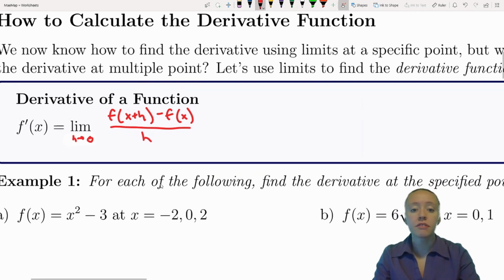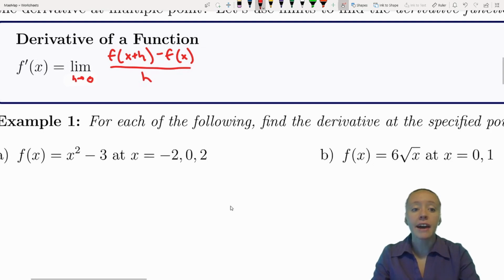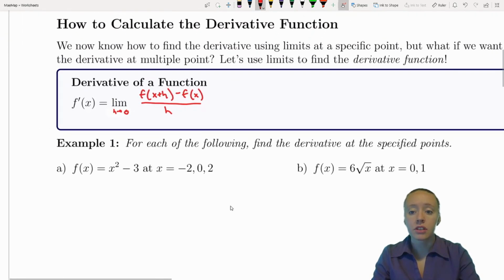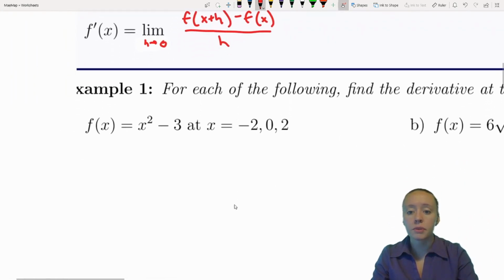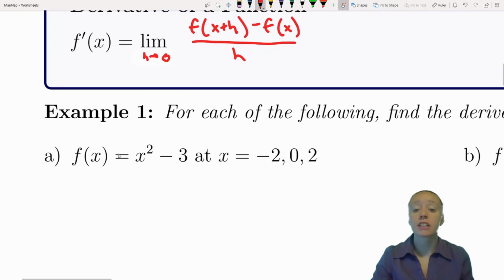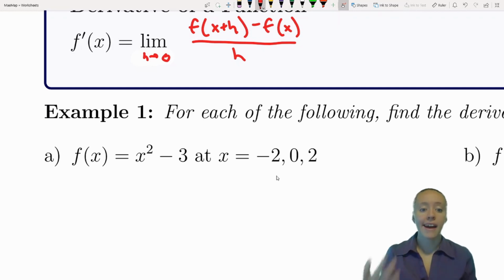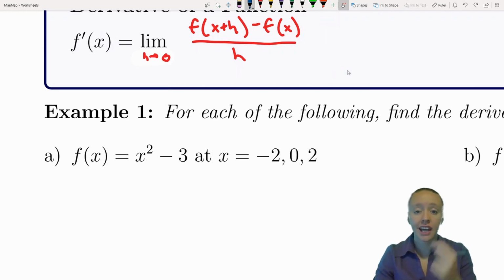It says for each of the following, find the derivative at the specified points. So in part A, zooming on in, we have f of x, our function, equals x squared minus 3, and I want to find the derivative at -2, 0, and +2. What I'm going to do is to take this derivative function, calculate that, and then plug in my point values.